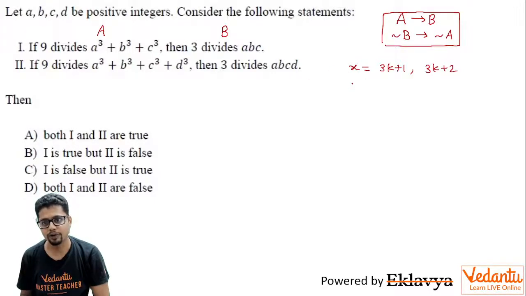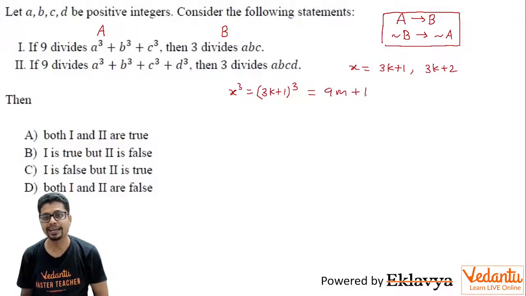Now if x is of the form 3k plus 1, what about x cube? x cube would be 3k plus 1 whole cube, and if you see carefully, it will be of the form 9m plus 1. How? 3k whole cube would be divisible by 9. 3 times 3k whole square will be divisible by 9. 3 times 3k, which is 9k, would be divisible by 9. And what we are left with is just this 1 cube, which is 1. So 9m plus 1.